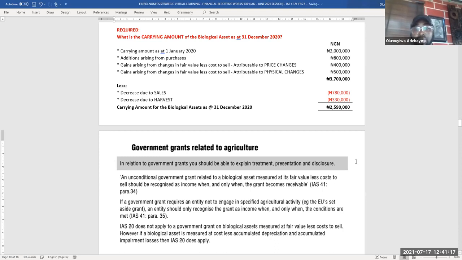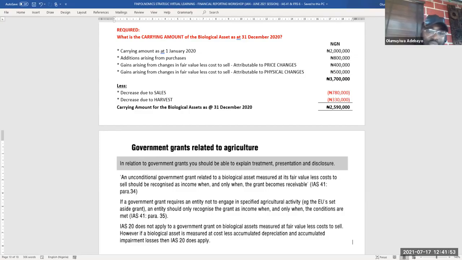Now, let's look at government grants. Remember, we have discussed government grants extensively with respect to IAS 20, okay? But there's an exception to what we didn't discuss, which relates to government grants relating to agricultural activity. That is within the scope of IAS 41. The essence is that under IAS 41, government grants on agricultural activities, other than those to be recognized for items of PPE and the likes, are accounted for in a straightforward manner, where they are accounted for as income once they become receivable.